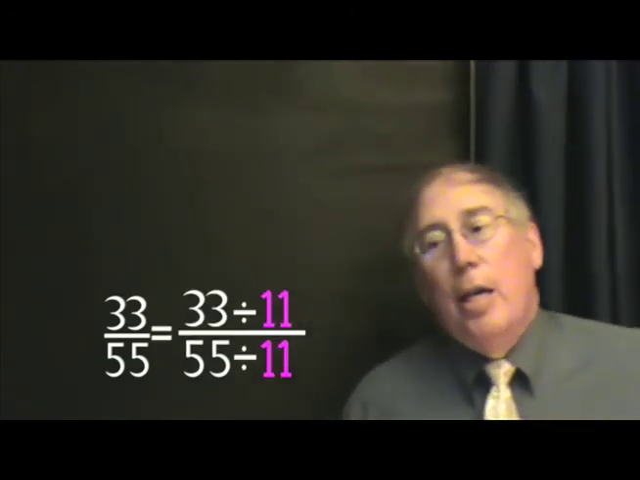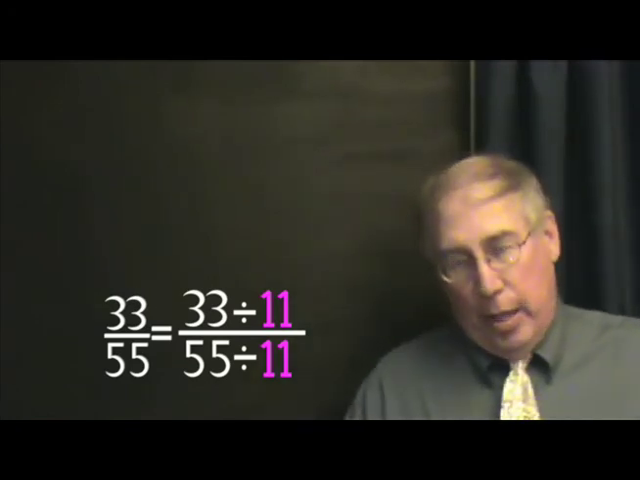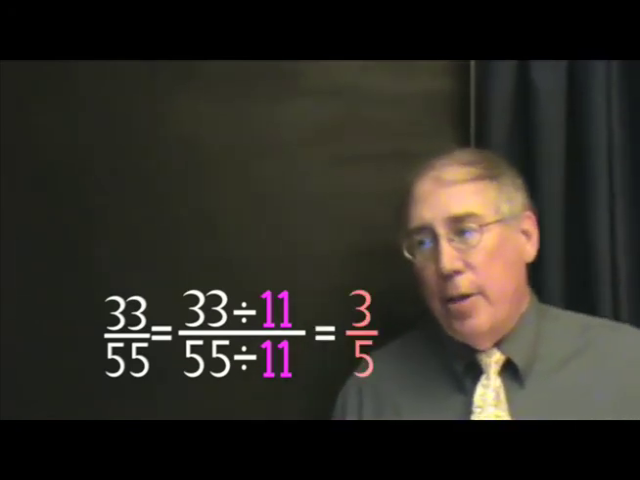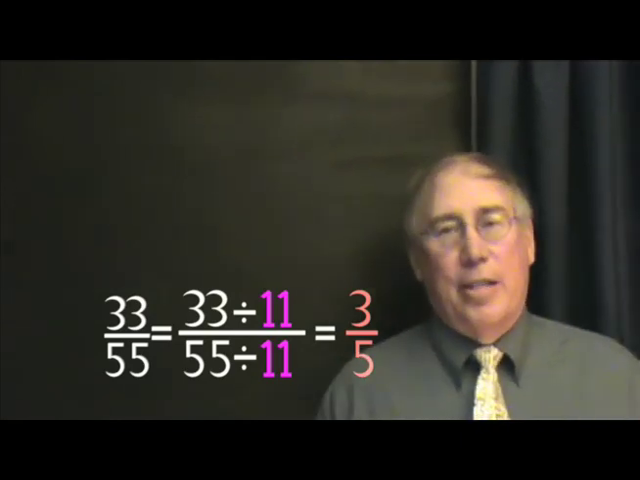33 over 55. Let's try 11 since they got sort of the same numbers on the top and the bottom. So we'll just divide, that'd be our greatest common factor, divide 11 into both the numerator and denominator, and we'll just get 3/5. Thank you.